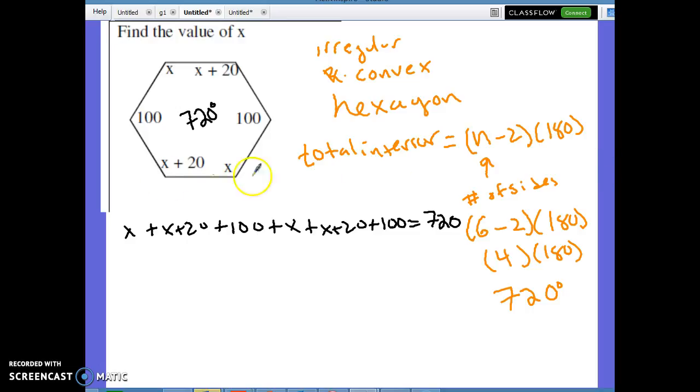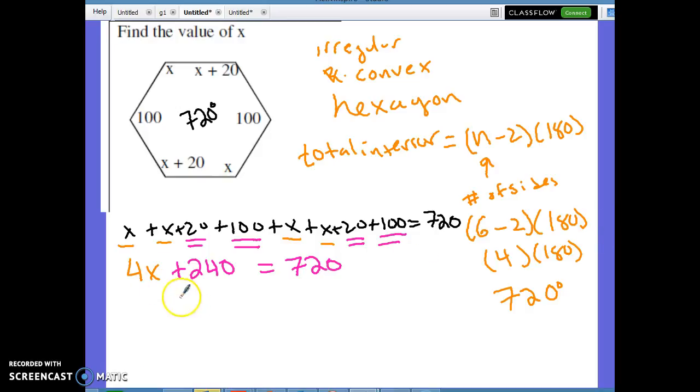So let's change the color up a little bit and find our like terms. We have 1, 2, 3, 4 x's, so we have 4x. Let's look for our constant terms, which would be 20, 100, 20, and 100. So that's 100, 200, 220, 240. And this equals, same thing on the side, 720. So we have a very nice linear equation. You'll notice we already have our x's on one side. Let's get our numbers to the other.